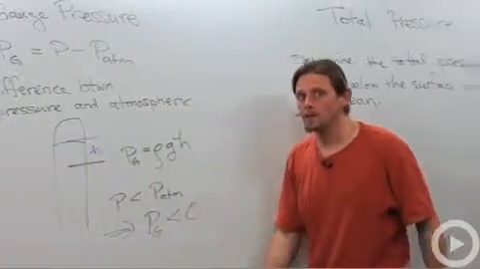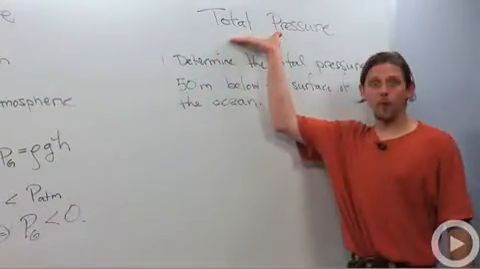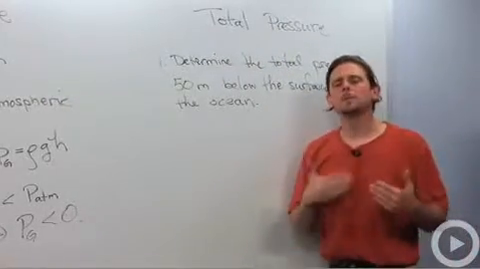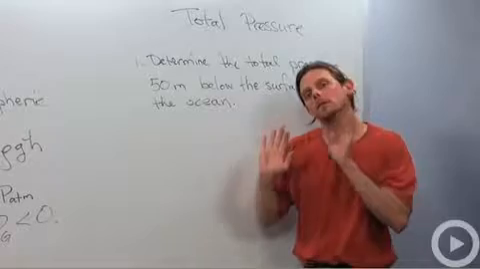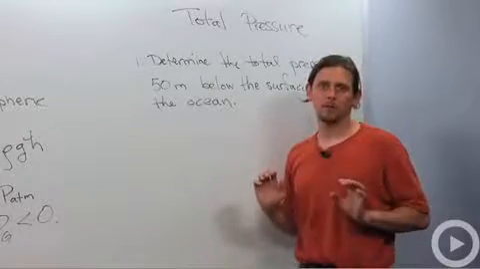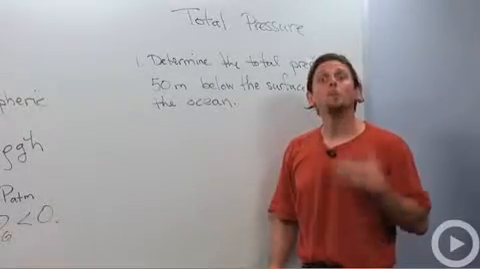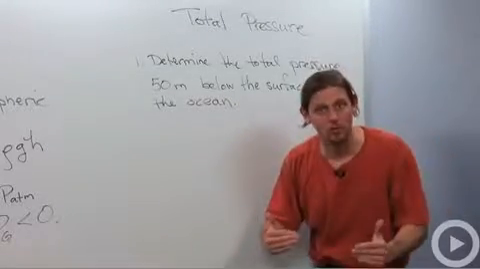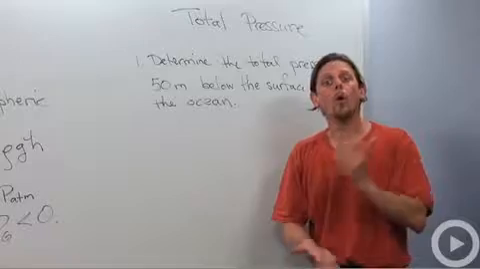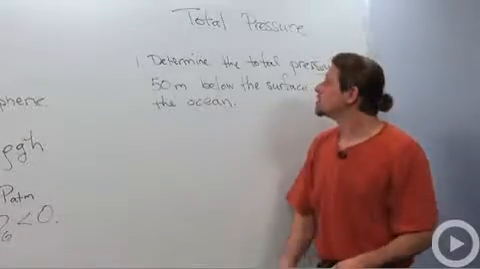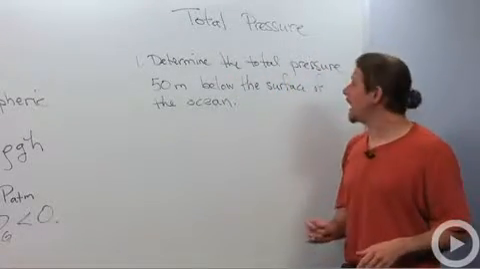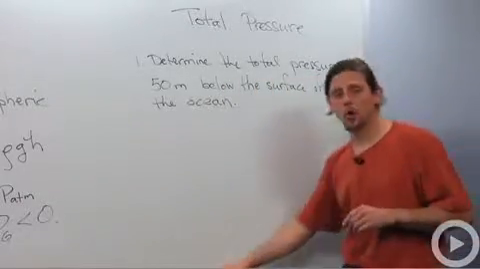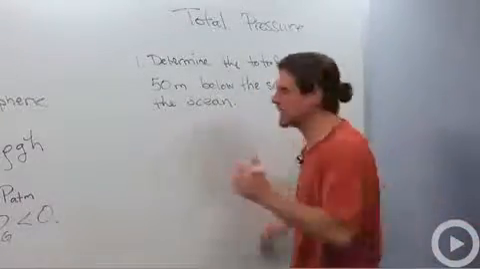Now, sometimes people will ask you for the total pressure. Total is basically shorthand for saying you need to add 1 atmosphere at the end, because they want to know the total pressure compared to vacuum, compared to zero pressure. What is the pressure? So let's go ahead and do a problem along these lines. Determine the total pressure 50 meters below the surface of the ocean. Okay, well, this is real simple.